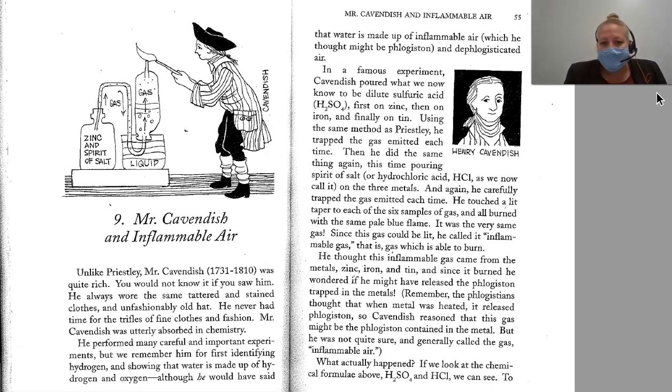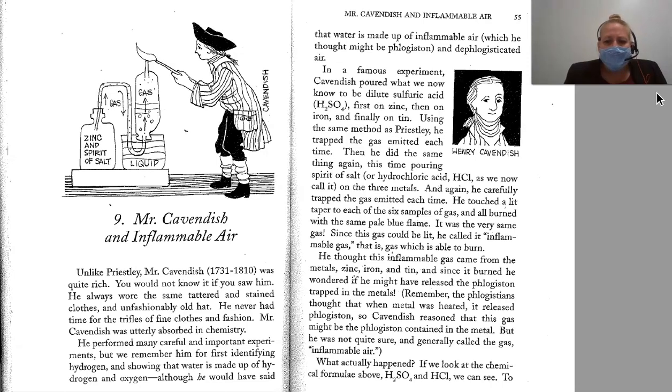He touched a lit taper to each of the 6 samples of gas, and all burned with the same pale blue flame. It was the very same gas. Since this gas could be lit, he called it inflammable gas. That is, gas which is able to burn.